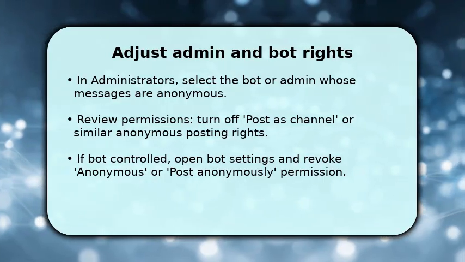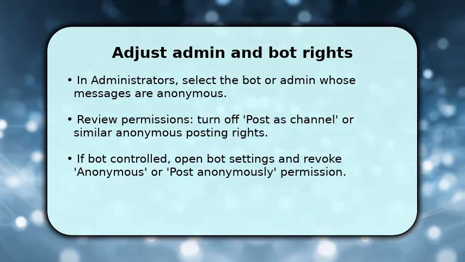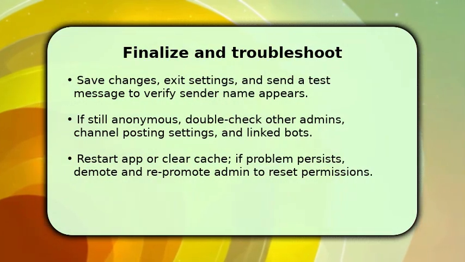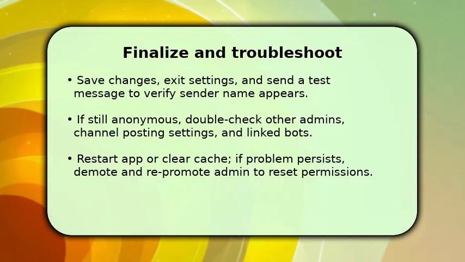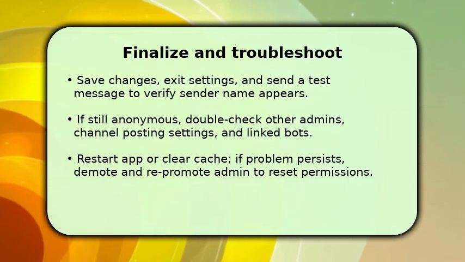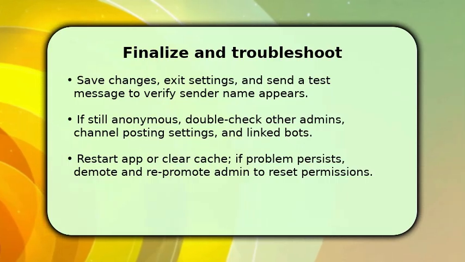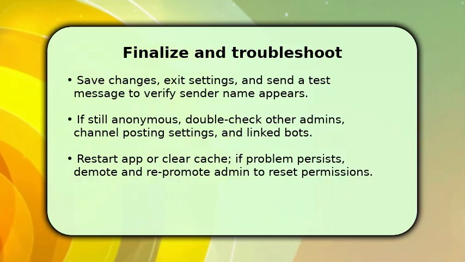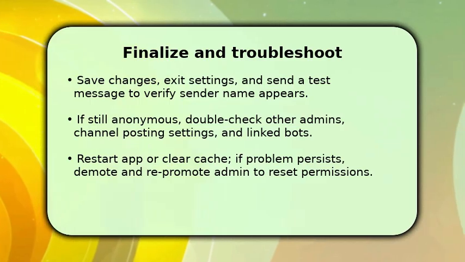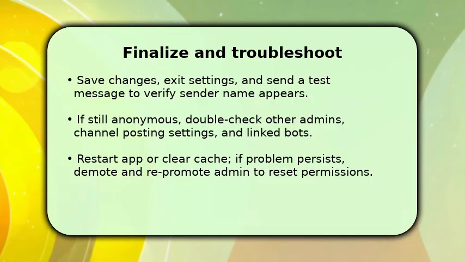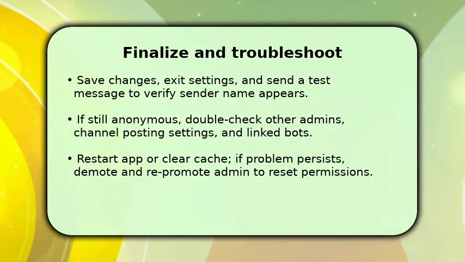Finish by saving your edits and returning to the chat to send a test message. You should now see your name instead of an anonymous label. If anonymity persists, make sure no other admin or linked channel still holds the anonymous posting right and inspect any bots again. You can restart the app or clear the app cache to apply changes. As a last resort, demote and re-promote the admin or bot to reset permissions. This often clears stuck.